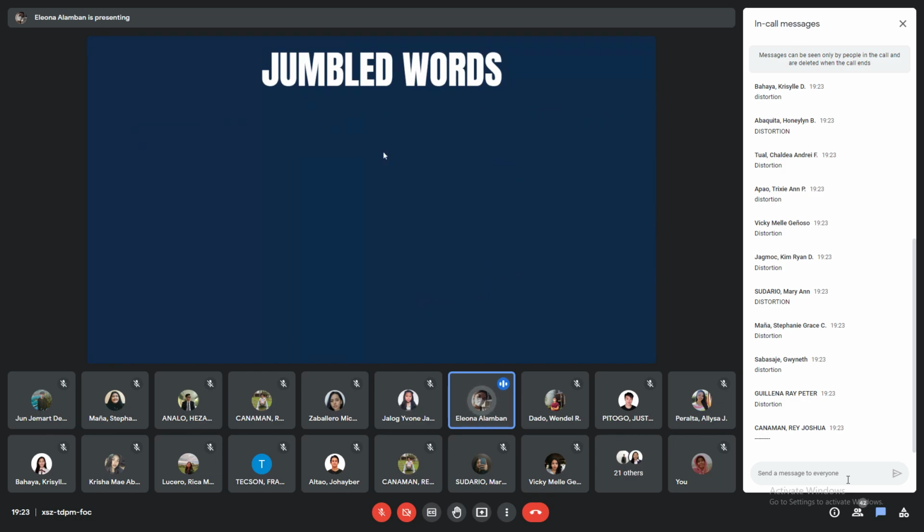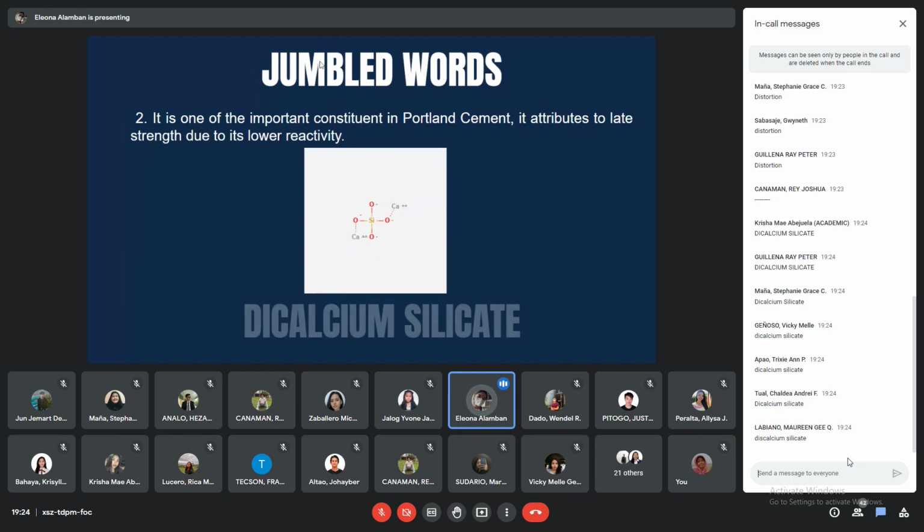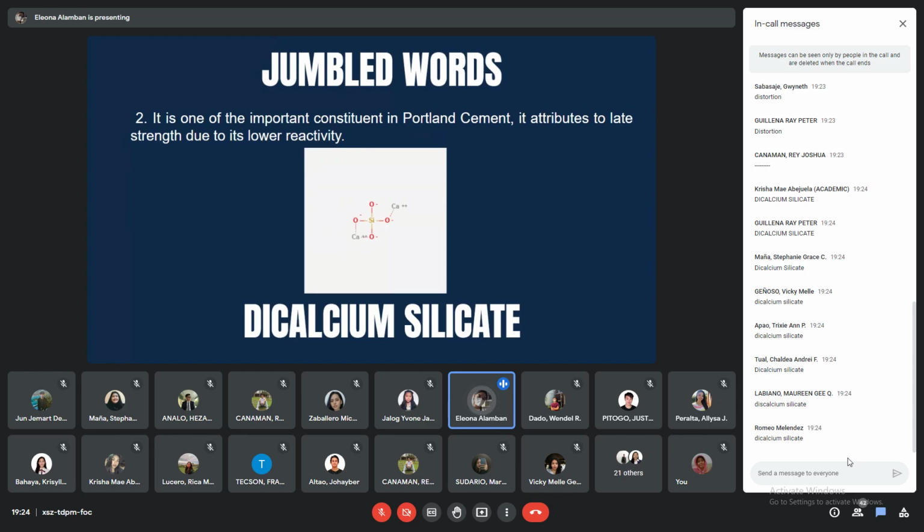Next question is two. It is one of the important constituents in Portland cement. It attributes to late strength due to its lower reactivity. Go na, guys. Ang answer is dicalcium silicate. Nakauna si Krisha.